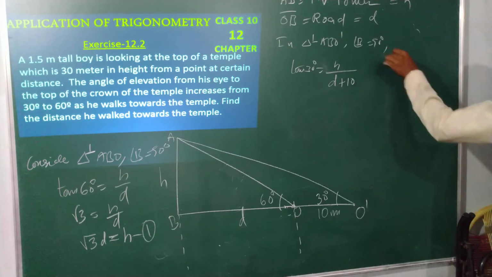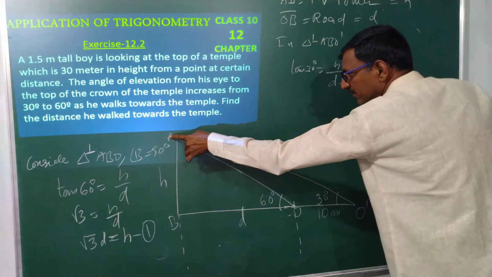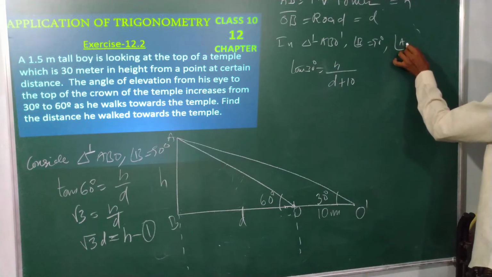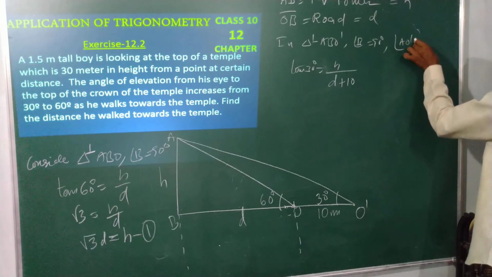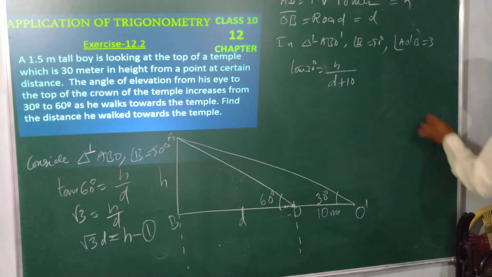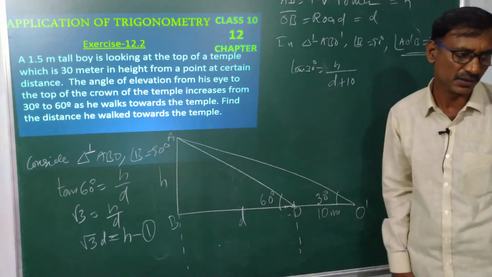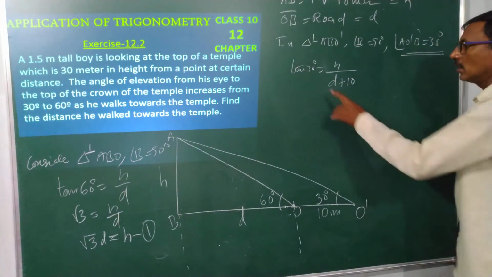I should write it here, better I think. The angle of elevation AO dash B, angle AO dash B is equal to 30 degrees. This is the angle of elevation. Here also we write down the angle 60 degrees. That's all. I know it.